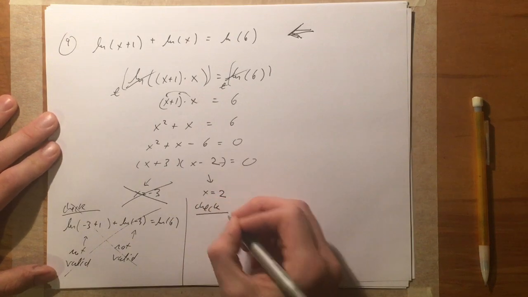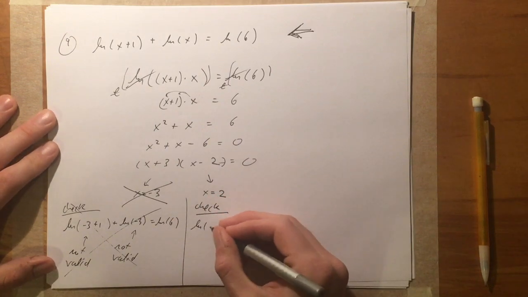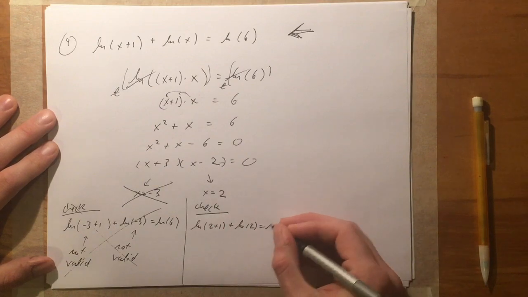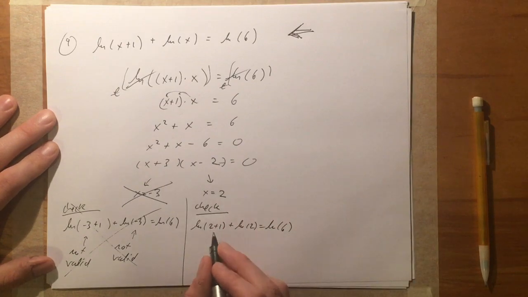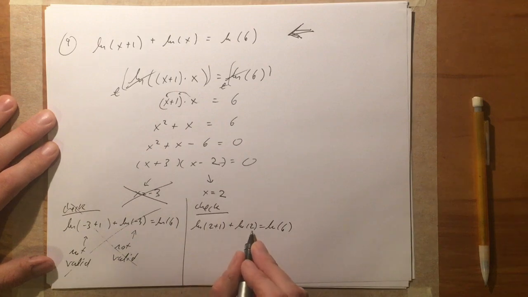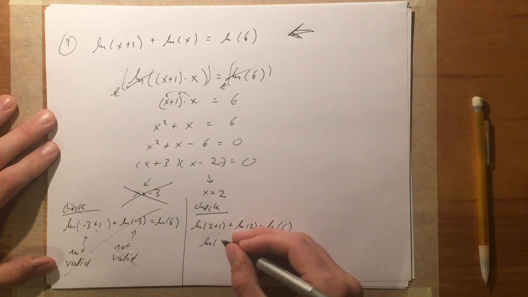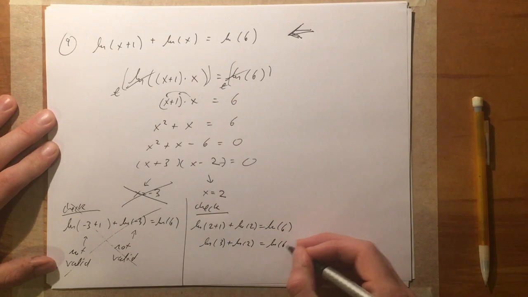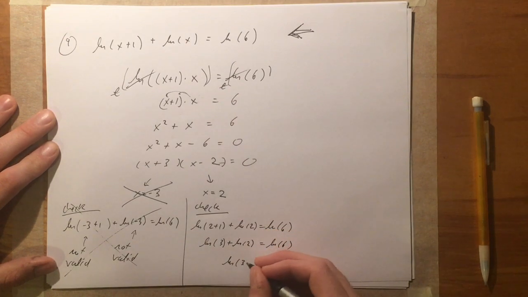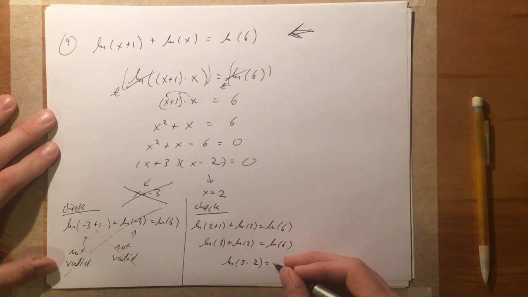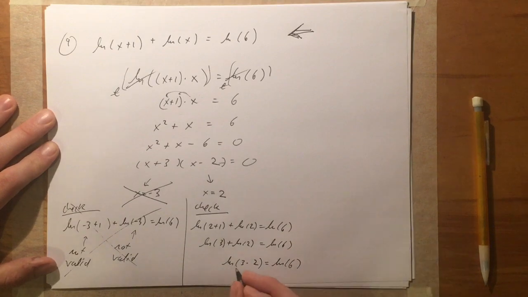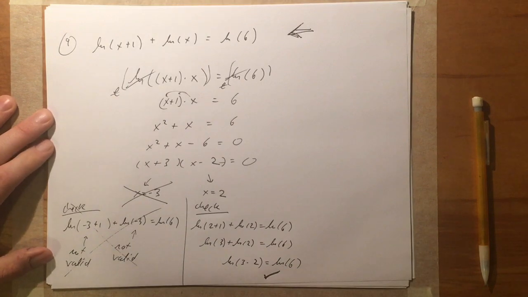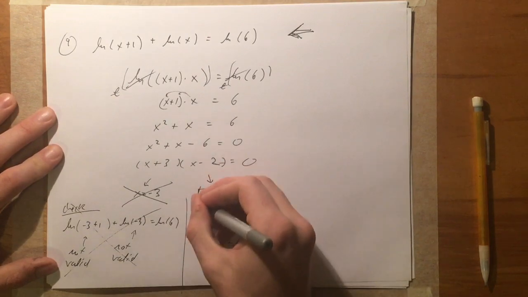Let's check 2. Is 2 valid? Natural log of 2 plus 1 plus natural log of 2 equals natural log of 6. Now they're valid because that's a +3 and this is a +2. That's fine. Natural log of 3 plus natural log of 2 equals natural log of 6, and that should be just fine because we can use that product rule to get 6 equals 6. They're both natural log of 6. So that one is okay.